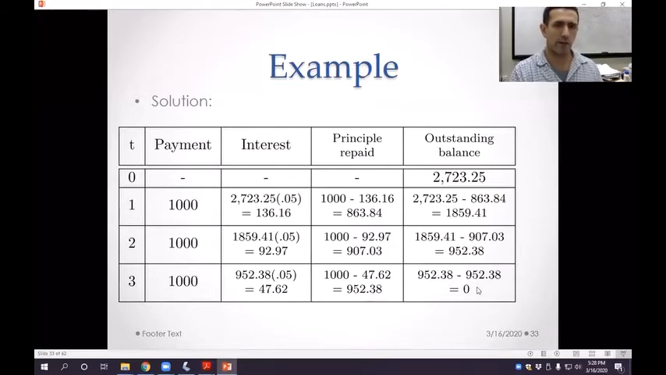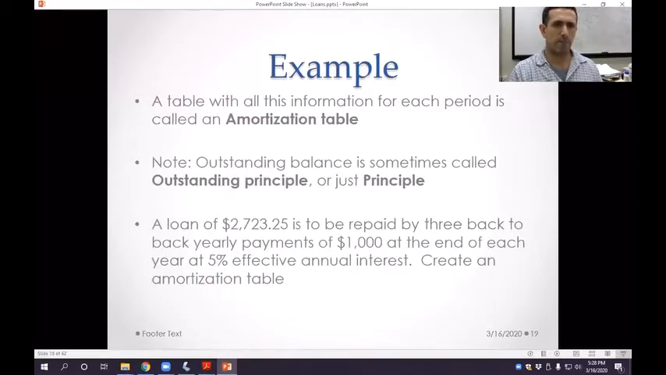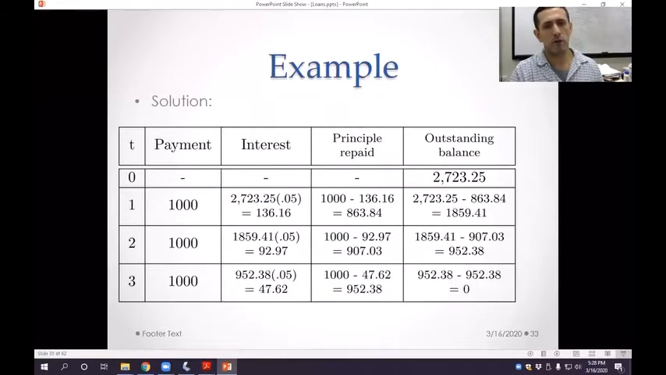0. You don't owe anything, which it better be the case, because I said a loan is to be repaid by 3 back-to-back yearly payments at the end of each year. So something would be wrong if you had an outstanding balance of something other than 0. Now, often you're going to get an outstanding balance at the end of the loan of 2 cents, 3 cents, something like that. That's just due to rounding. But if you don't get pretty close to 0 at the end of the loan, you did something wrong. Okay.